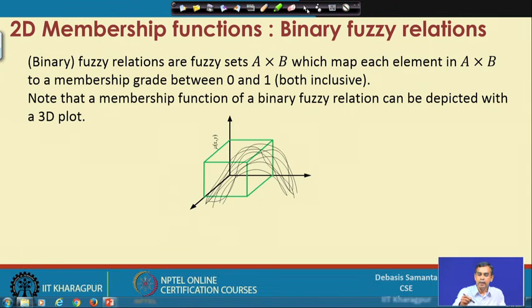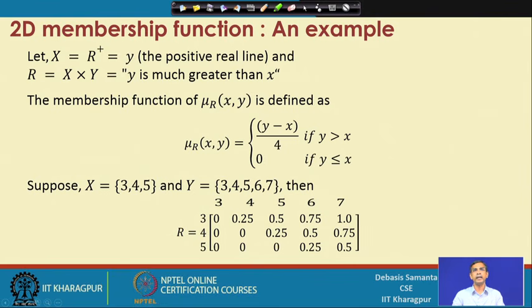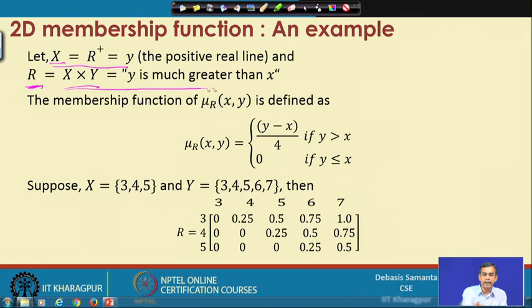how a system works. Now, I want to discuss this binary fuzzy relation with some mathematical meaning, and here is an example that you can check carefully. X is a fuzzy set defined over the universe of discourse R, the positive numbers, and R is another relation defined over x cross y, where y is also defined over the set of positive numbers, and the relation is defined here as y is much greater than x.